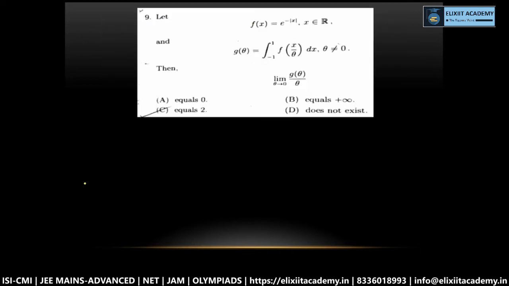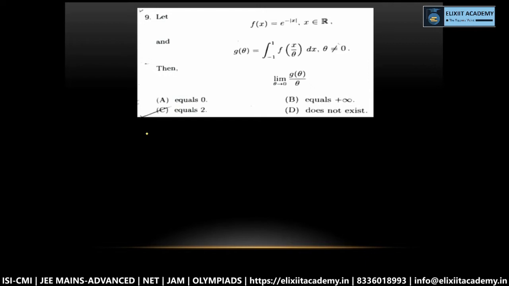Okay, so how shall we solve this? What have they given? Let f(x) be e to the power minus of mod x, where x belongs to all real numbers. g(theta) is given to be the integration from minus 1 to 1 of f(x upon theta) dx, where theta is not equal to 0. You are asked to find the limit as theta tends to 0 of g(theta) divided by theta.